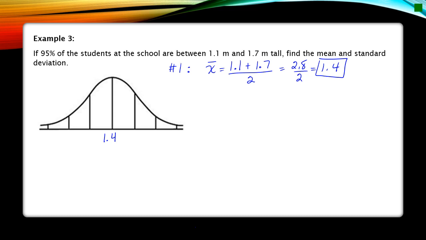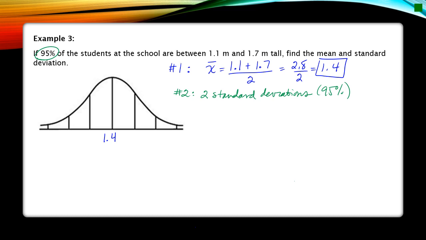Step 2, it says, what percent of data did they give you? And you'll notice that in the problem, it says if 95% of the students. So 95% should automatically make you think that it's 2 standard deviations away from the mean. So I'm going to write that it's 2 standard deviations. And I know that because it told us that 95% of the students fall within this range.